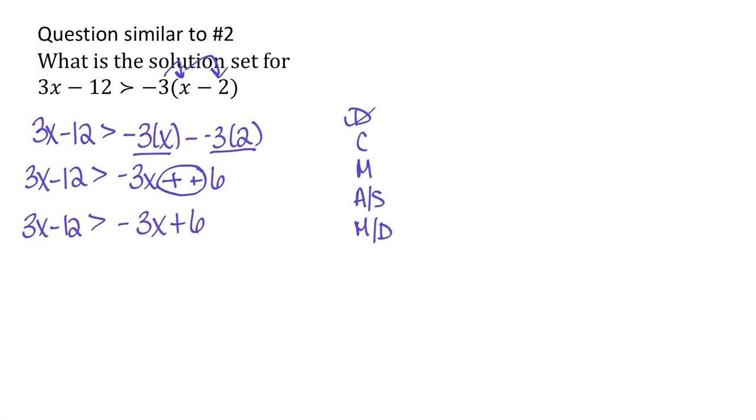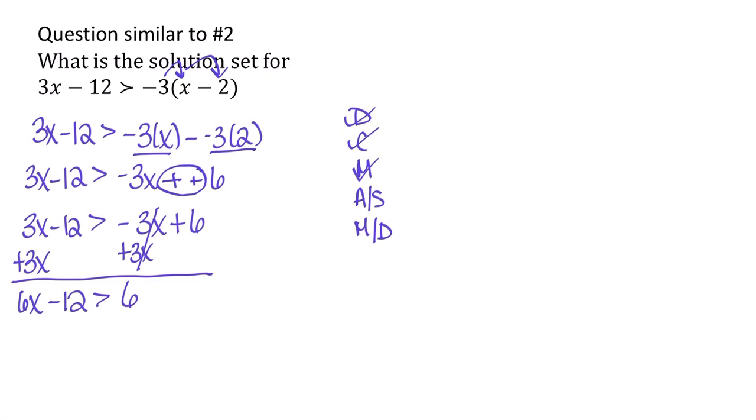So I've distributed. I don't have like terms to combine, but I do need to move all my variables to one side. Here I have a minus 3x. So the opposite of that is to add 3x to both sides. So on the left, I have 3x plus 3x, which will be 6x, minus 12 is greater than negative 3x plus 3x will cancel, and then I have 6.